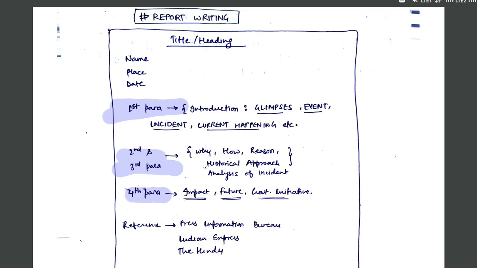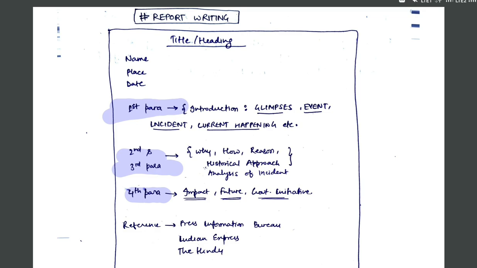First of all, title or heading in capital letters, then name, place, date. Name means XYZ or ABC, as already mentioned in your question paper. Then place, I used to write the place of exam, then the date of exam, and then in the first paragraph I simply introduce the topic, whatever it is asked, glimpses or event, incident, and what is happening right now.